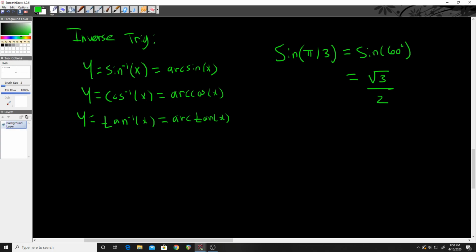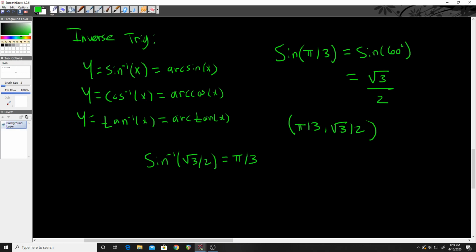So here's what we get. We get an x value of pi over 3 and a y value of square root of 3 over 2. That's our x and y value. So without doing any calculation, we can immediately say this, that the inverse sine of square root of 3 over 2 is pi over 3. Okay, x and y are interchanged.